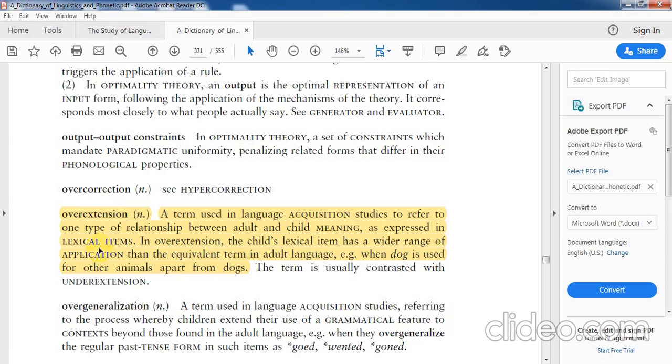For example, the word dog is used for other animals apart from dog. When that child sees a dog, it can call it a dog, but when that child sees a cat or a horse or whatever, in this early stage the child is not able to include the words horse and cat to refer to the right animals, but maybe is using one word, like dog, to refer to all other types of animals. This is exactly what is meant by overextension here.